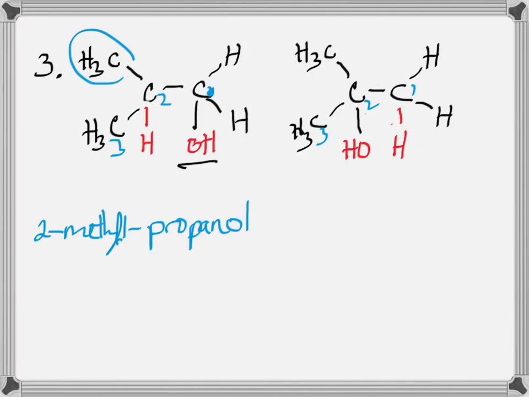We know it's an alcohol, so it ends in -ol. It's three carbons long, so it's propanol. And the alcohol group this time is on the second carbon. And then we have the substituent on the second carbon as well, so it's 2-methyl-2-propanol. So it seems like there are two possible products.